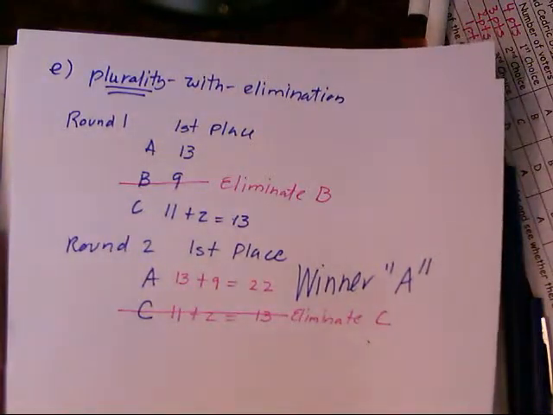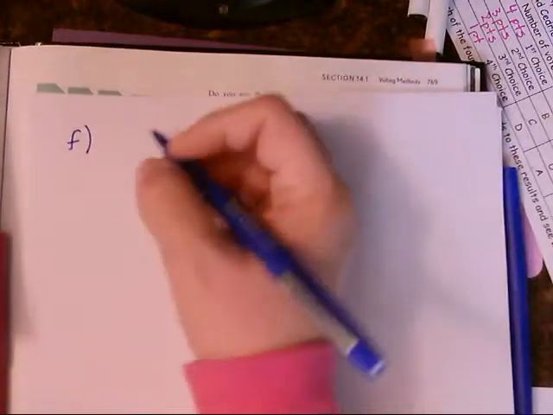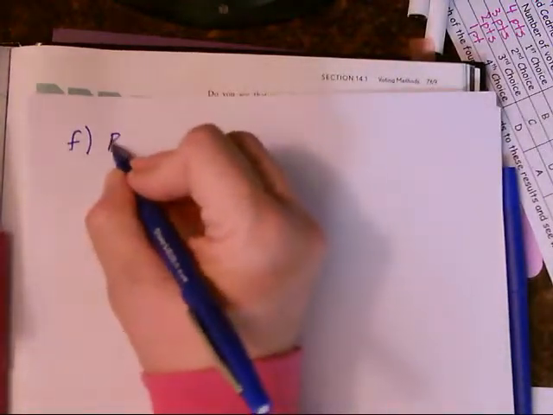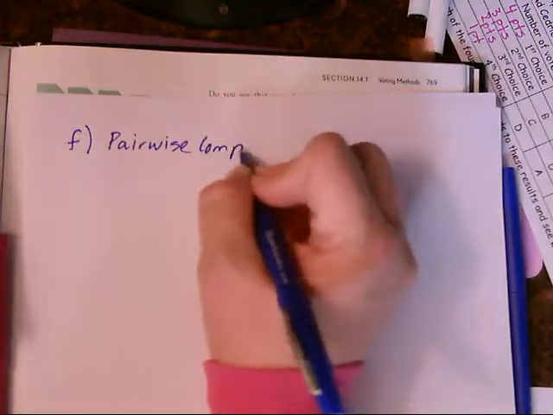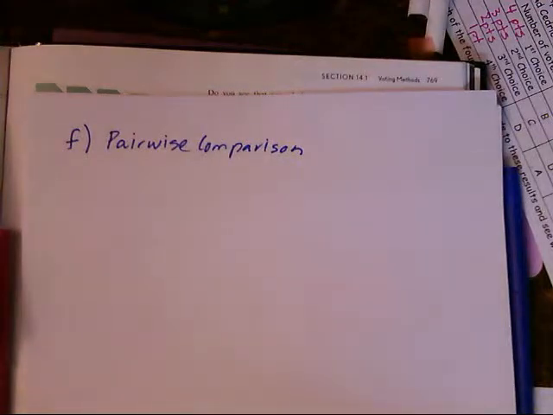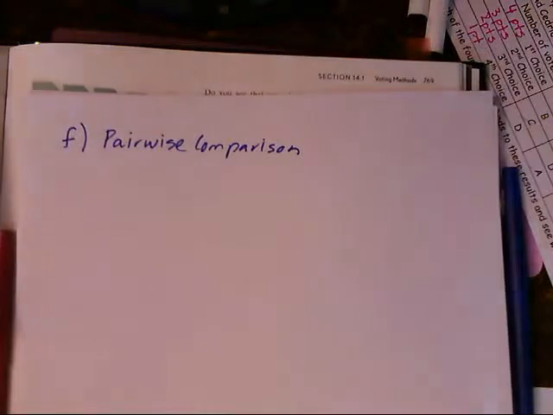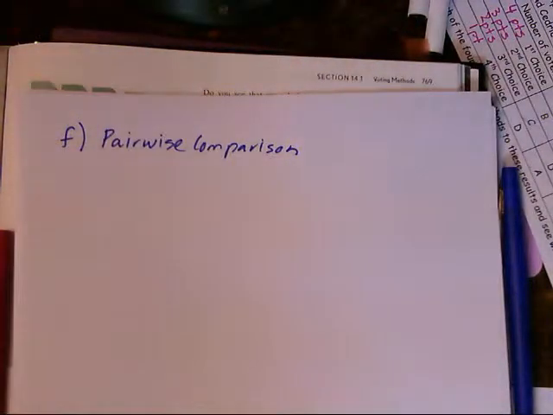Okay, that was part E. Let's look at part F now. Part F asks us, who would the president be using the pairwise comparison method? If a tie, use the plurality method between the winners to determine the tiebreaker. And usually on any situation with a tie, there will be, and in fact at the front of the test I will put directions if you have a tie what you should do, okay?